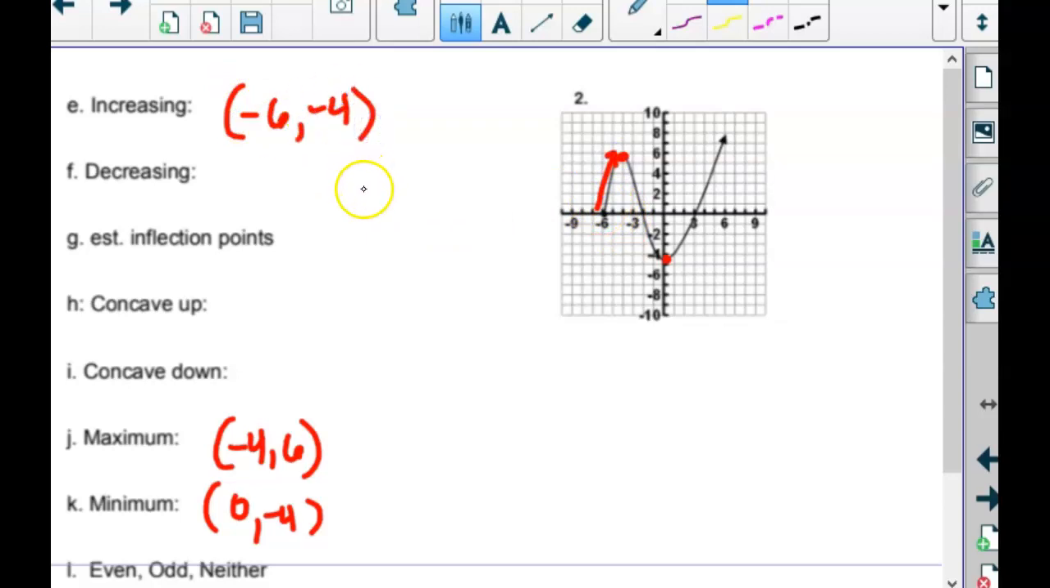And remember, increasing and decreasing, you don't have to worry about brackets. It's just all parentheses. Where's the other spot it's increasing? Be careful. I need x values. So what is the x value at that spot? 0 and to the right. And it was decreasing in between those two, which were x values of roughly -4 to 0.